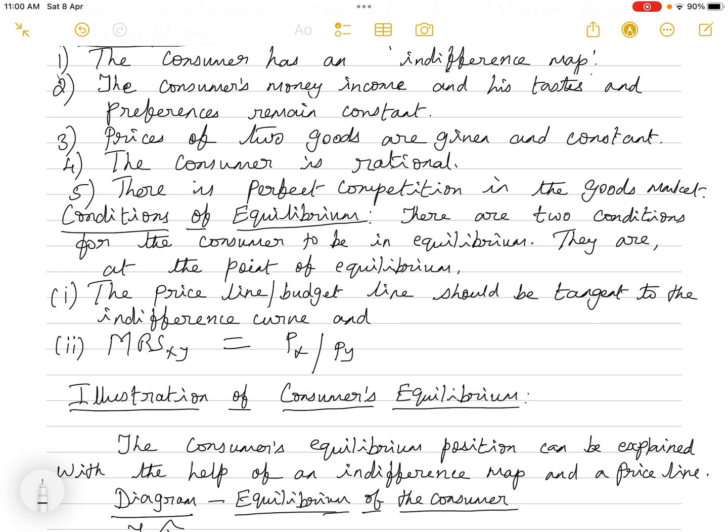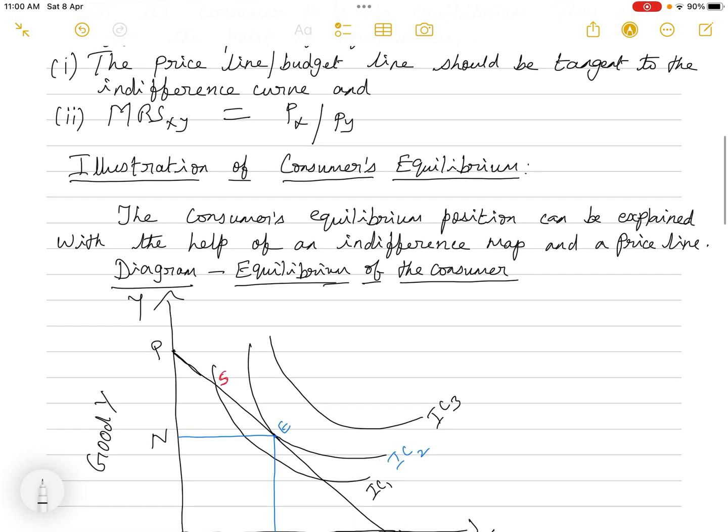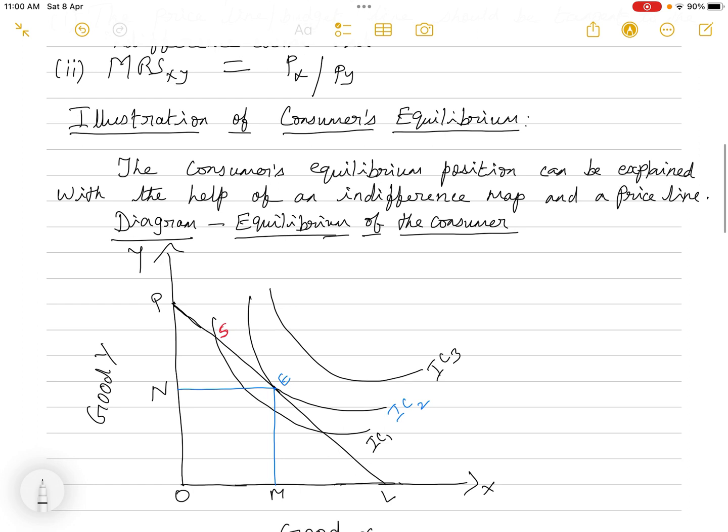At the point of equilibrium, the price line or the budget line should be tangent to the indifference curve, and the second condition is that MRS XY, the marginal rate of substitution of X for Y, must be equal to the price of X divided by the price of Y. So MRS XY is represented by the indifference curve, and PX by PY is represented by the price line. When they are both equal at the point of tangency, the consumer attains the equilibrium position.